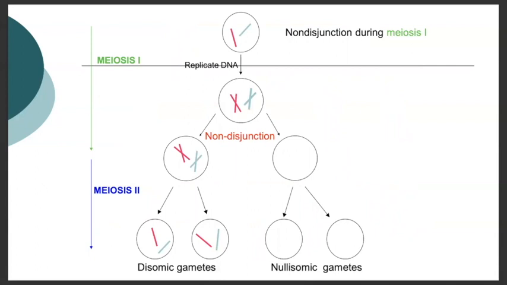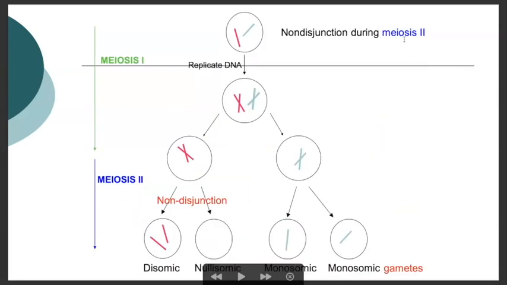Again, to better illustrate, if there's non-disjunction of meiosis 1, for example here, normally the chromosomes should separate. Now, what happens is that you have an extra chromosome in one cell while the other one has no chromosome. And this cell will eventually result in the development of nullisomic gametes. While for the cell having the extra chromosome, if it undergoes meiosis 2, it will develop disomic gametes, meaning it has an extra chromosome.